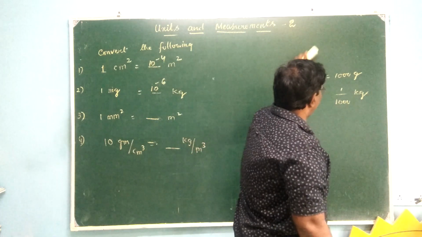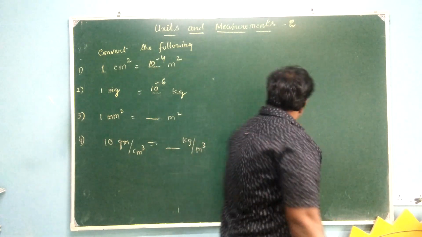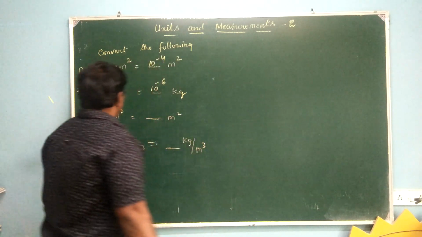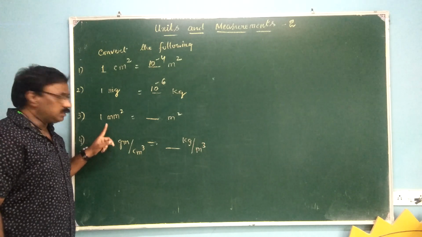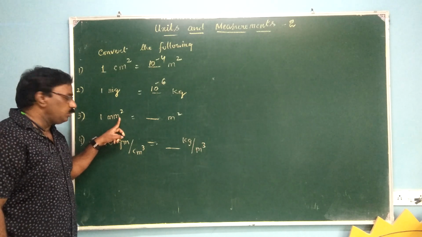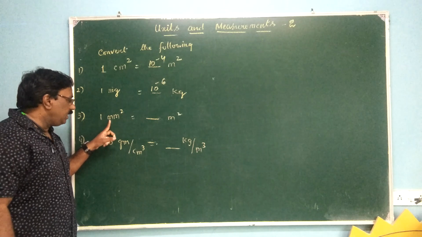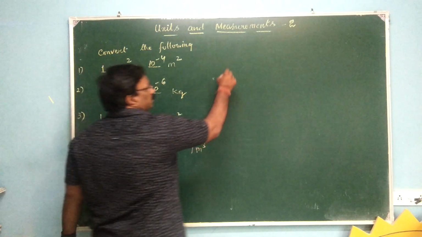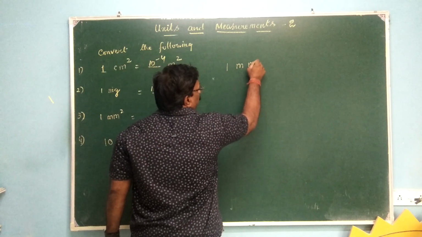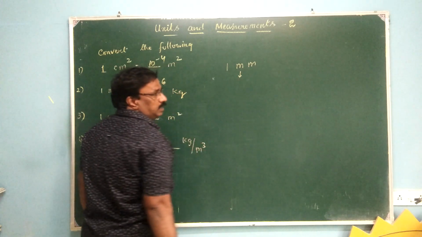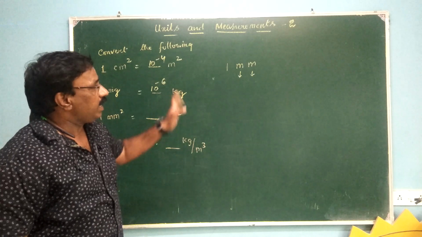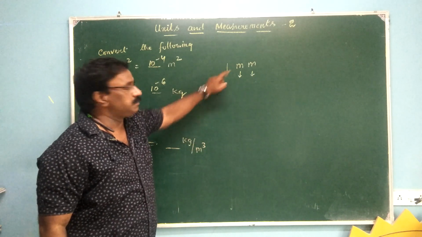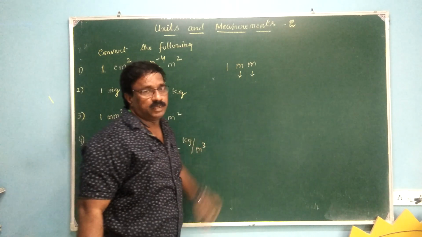1 millimeter square into meter square. 1 mm square. The first m is the symbol for the submultiple, milli, and this is the unit. 1 mm square, millimeter square. So 1 mm, 1 mm. This is for the submultiple and this is for the unit. So the first m stands for milli, and this m stands for meter.